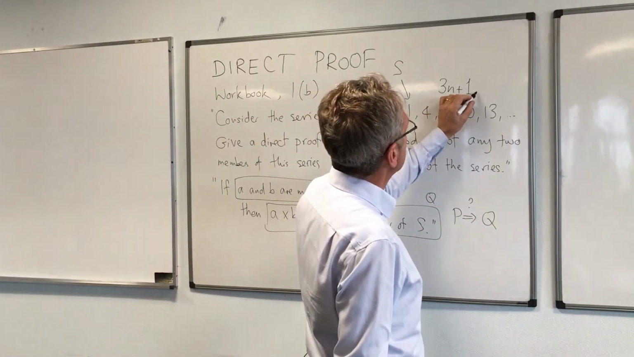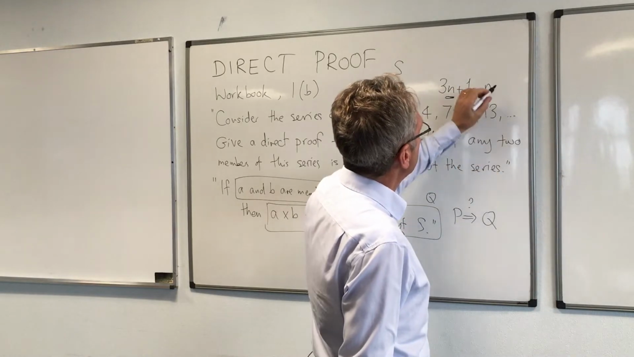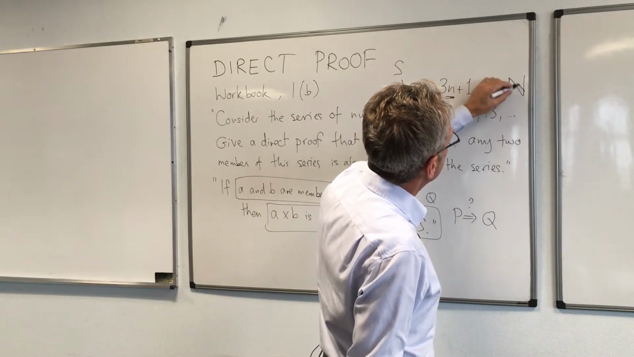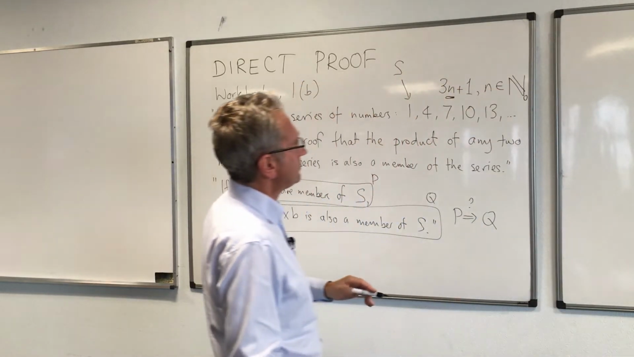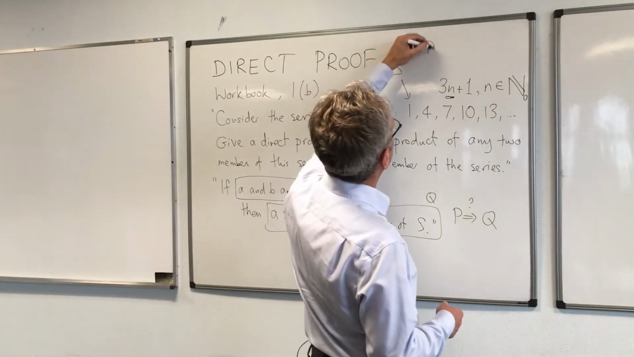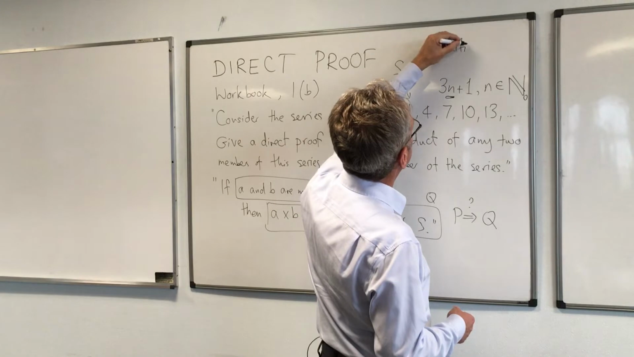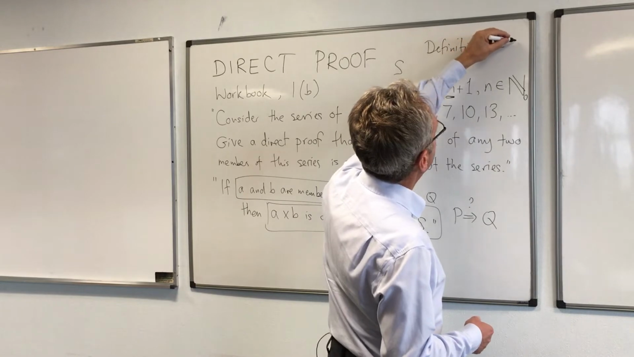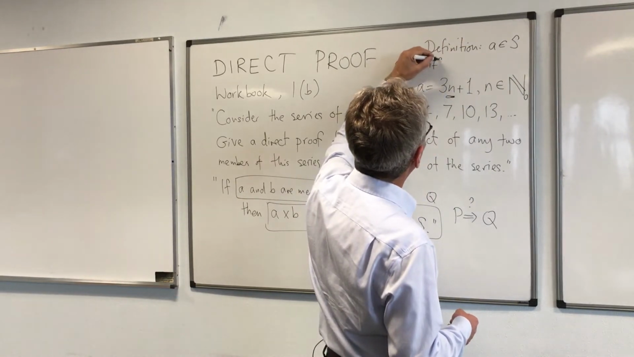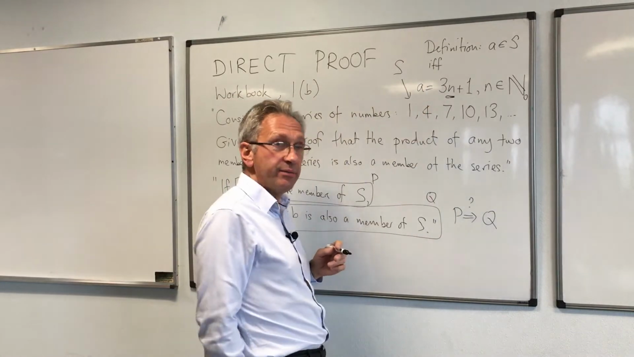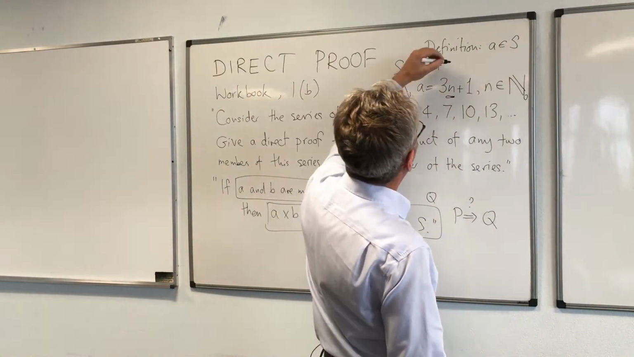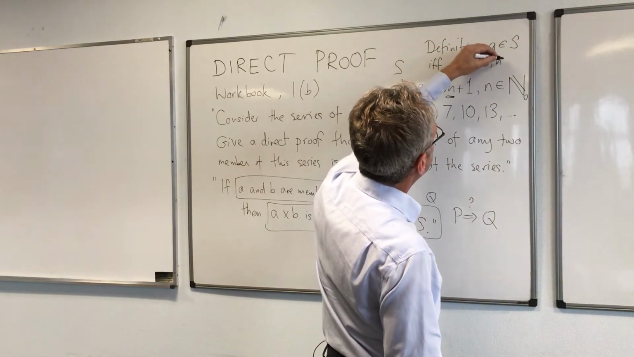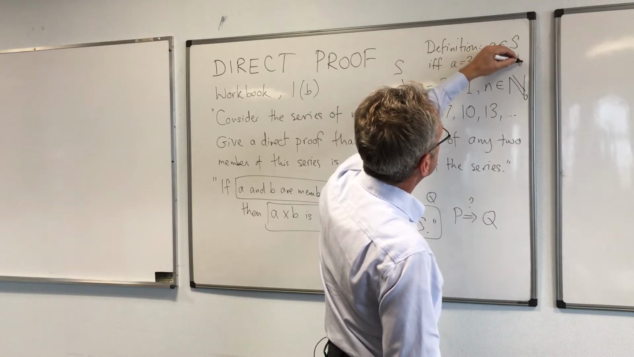So 3n plus 1 is my formula, but what I have to ask myself is, what values can n have? The answer is, n here is a member of the natural numbers starting at 0. So definition: A is a member of S if and only if, which I write as IFF, A is equal to 3n plus 1, n being a member of the natural numbers starting at 0.